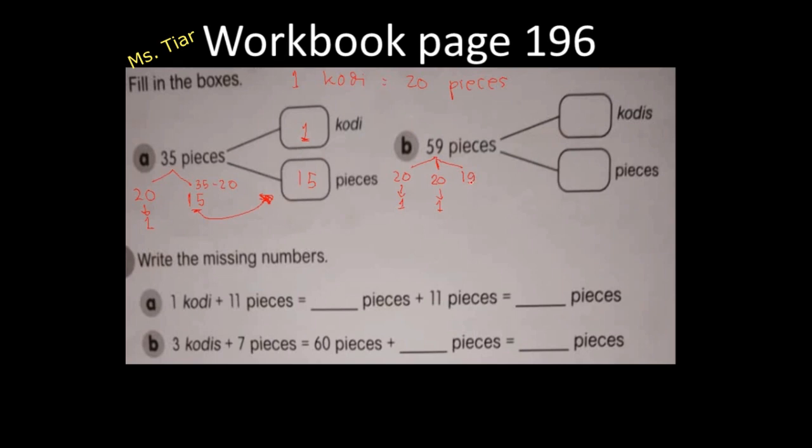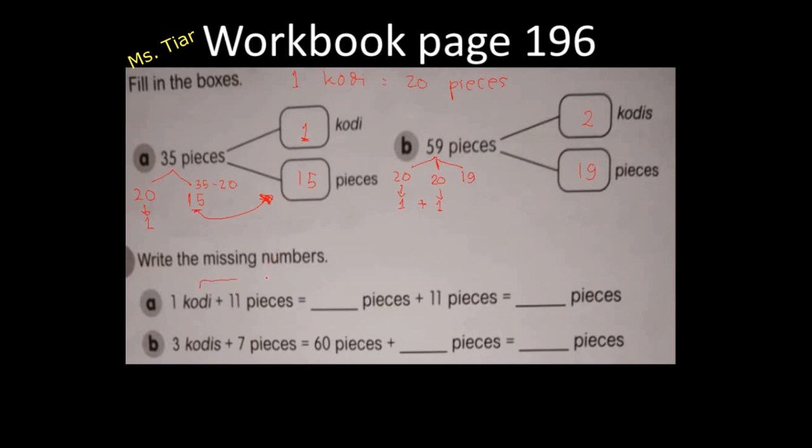No. Why? Because 1 Cody equals 20 pieces. So how many Codys do we have? We have 2. And then for the rest of the pieces, we get 19 pieces. Next, we go to the next number. We have 1 Cody plus 11 pieces.